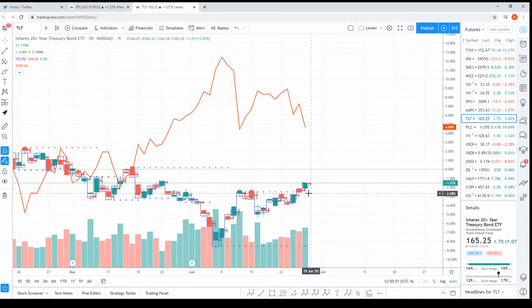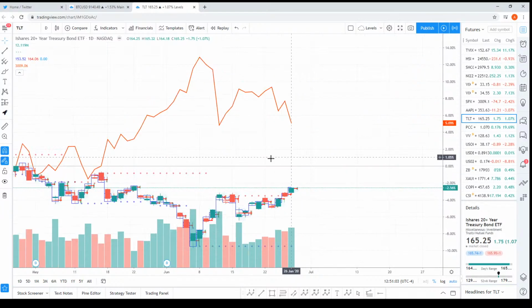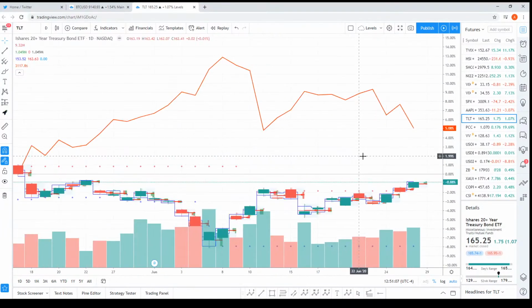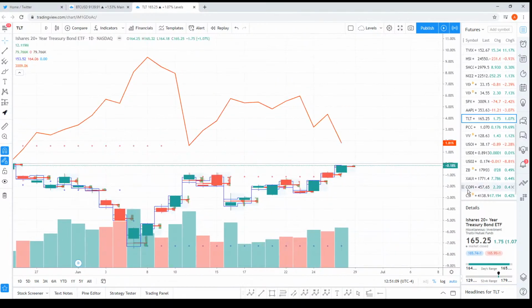But we are attempting a breakout here. You can see here the highs, and then we had this whole low in a range, and we're trying to break out of this range as we speak. So if we get follow through on Monday, that's going to coincide with a pretty decent equity sell.